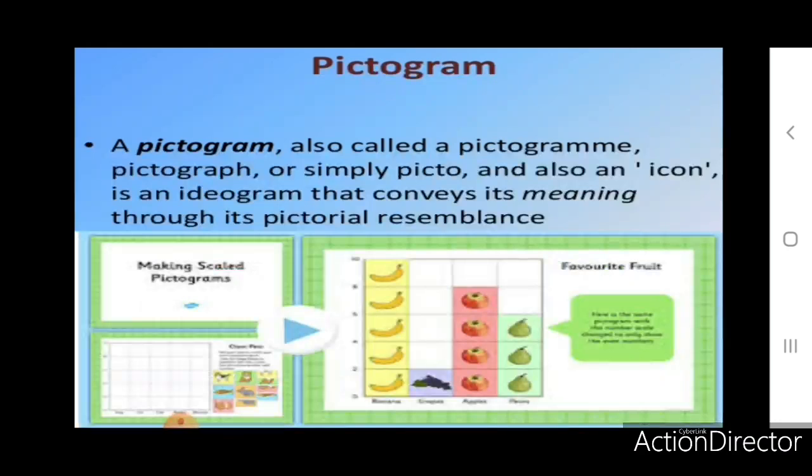Now, the next one is pictogram. A pictogram is also called a pictogramme or pictograph or simply picto. Also, an icon is an ideogram that conveys its meaning through its pictorial resemblance. So, pictograms are a variation of the bar chart. The values presented in charts are represented by identical pictures or symbols. Each picture represents a fixed size of variable. The symbols or pictures used must be suited to the type of data. So, this is the concept of pictogram.